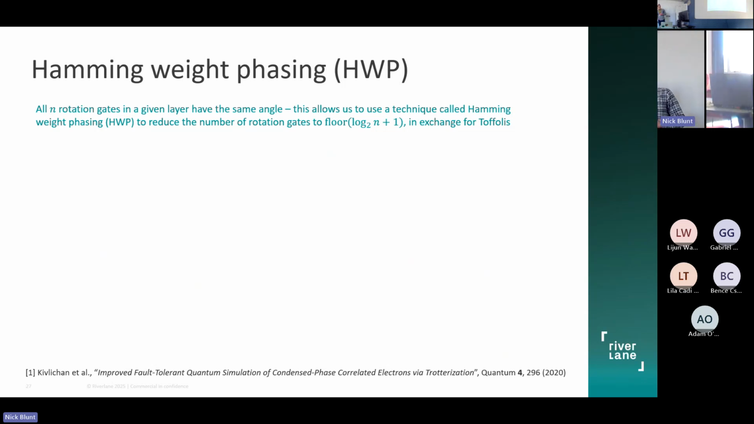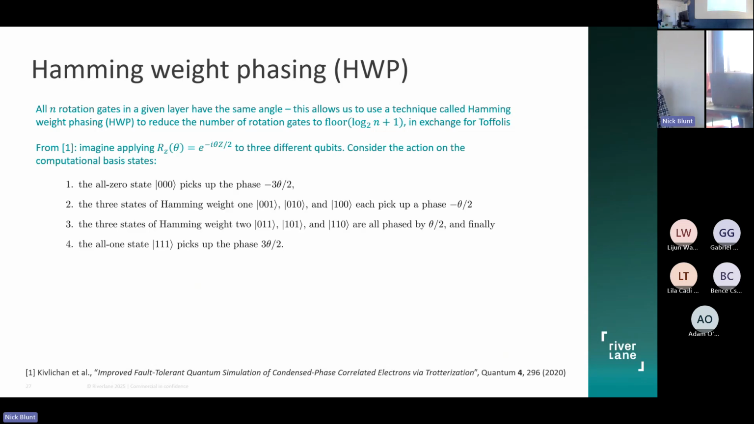So I'll explain this with an example that they give. Suppose we have n rotation gates, all with the same angle. Hamming weight phasing allows us to reduce this to just log n rotation gates by using some Toffolis. So as an example, suppose we want to apply 3 rotation gates to 3 different qubits. We can consider the action on computational basis states. So here, all it will do is add some phase to these. And the phase that it adds will only depend on the Hamming weight. The Hamming weight of a bit string is just the number of ones in that bit string. So in this first state, the Hamming weight is 0, and it has a phase minus 3 theta over 2. The second 3 states have Hamming weight 1, and it picks up a different phase, and so on.